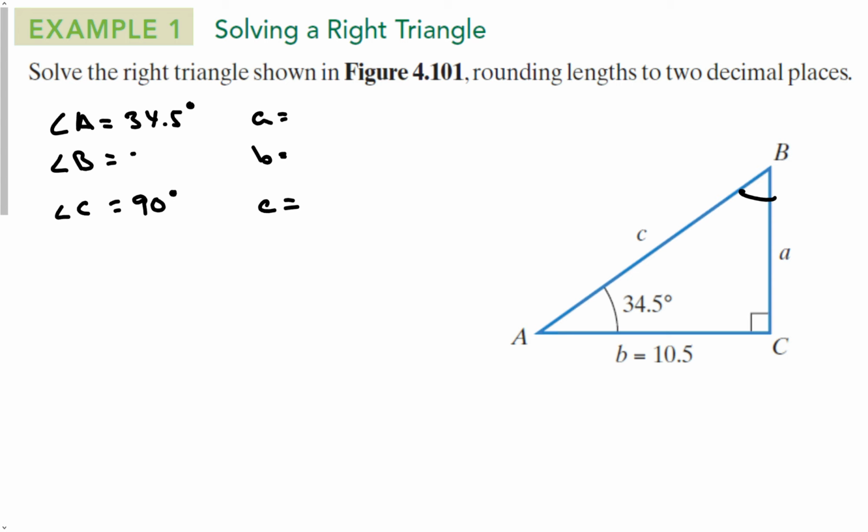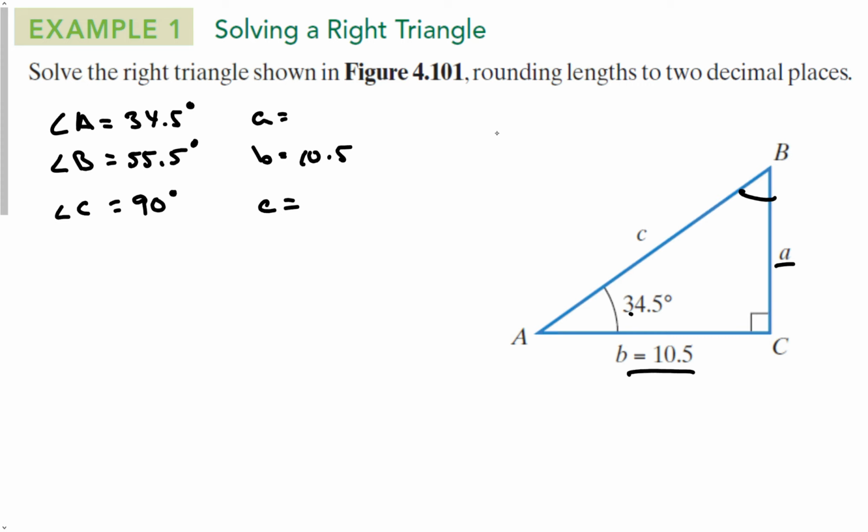So angle B is going to be 55.5 degrees because 90 plus 34.5 plus 55.5 is equal to 180. Now I have side B. So side B is 10.5. Now I just need one of the other two. We have a couple of approaches here. Let's get side A first. If I look at side A, I know how big angle B is, but angle A I'm given. So let's start with angle A.